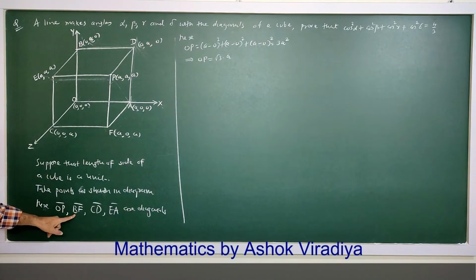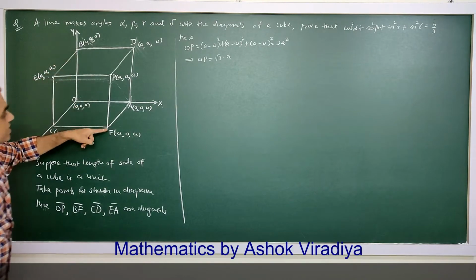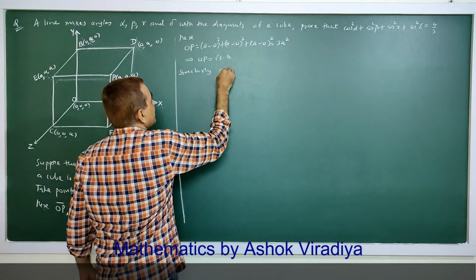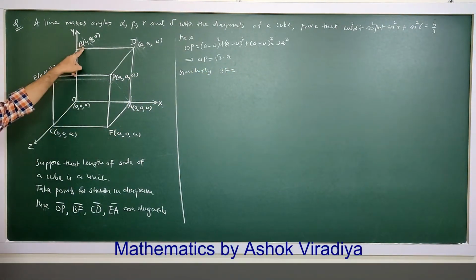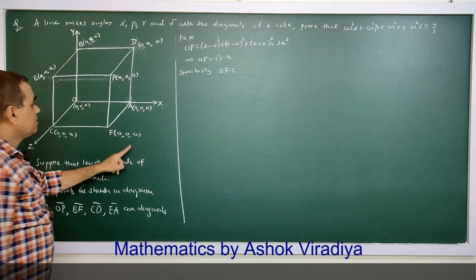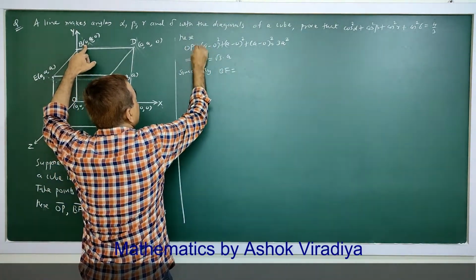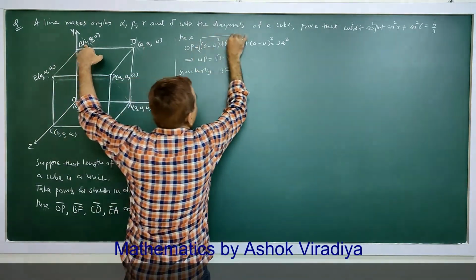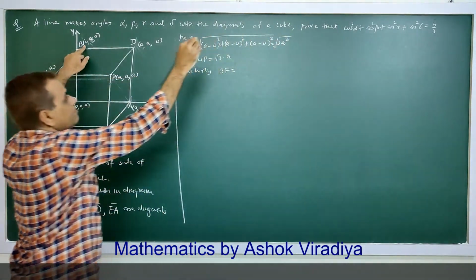Similarly, we can find length BF. If you use the distance formula on these 2 points, we can find length BF, same root 3a. BF is a minus 0 whole square plus 0 minus a whole square plus a minus 0 whole square. Here for OP, I made a mistake, I forgot to put the square root sign. This is root of 3a square.